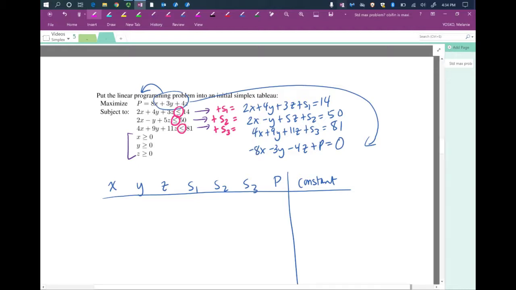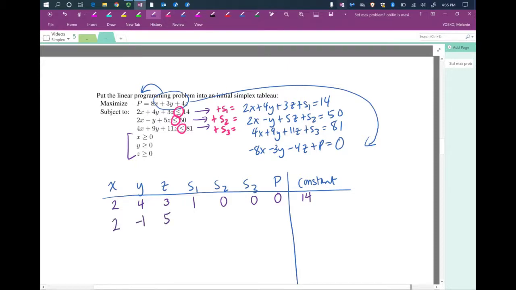And then we just put our equations, and these are equations now. They go very nicely into a matrix, a row at a time, right? 2, 4, 3. Be careful with the slack variables. We have an S1, so this guy gets a 1. We do not have any more slack variables, and we do not have a p, so we put zeros there. Constant is 14. Does that make sense? Let's do the next equation. 2x minus y plus 5z. So 2, negative 1, 5.